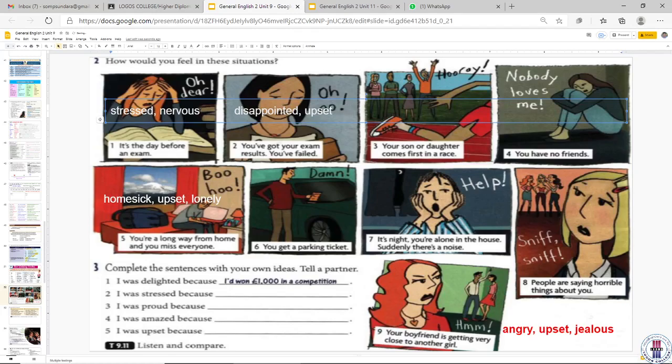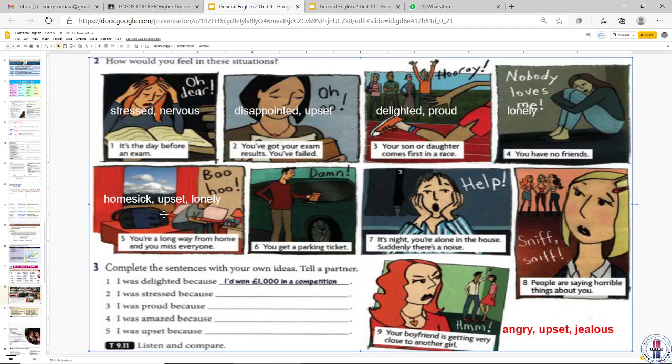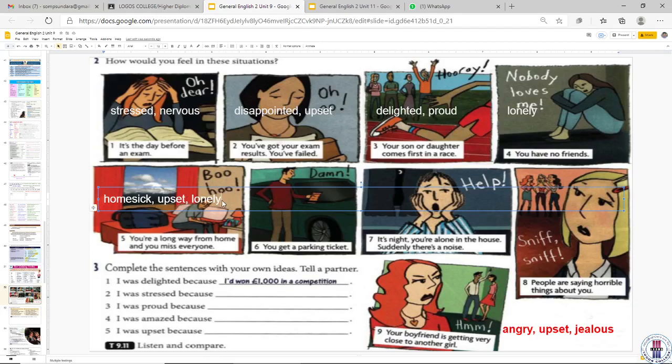Number three, your son or daughter comes first in a race. You'd be delighted. And you'd feel really proud of your son. You're like, yes, that's my son or that's my daughter. Go, go, go. Good job. Number four, this picture says, nobody loves me. You have no friends. You probably feel lonely here. Number five, you're a long way from home and you miss everyone. Yes, you would feel homesick. Maybe you're upset. You could feel lonely too.